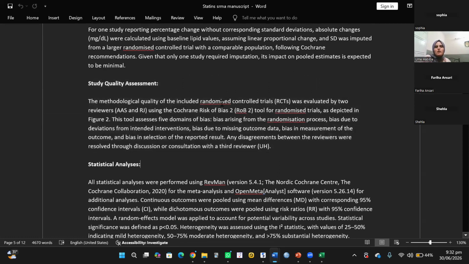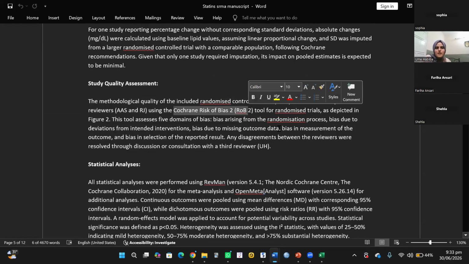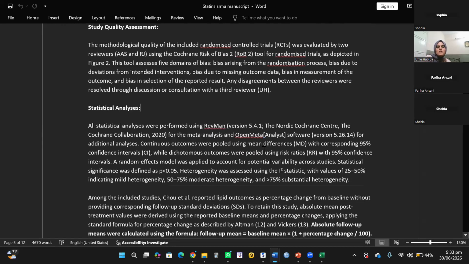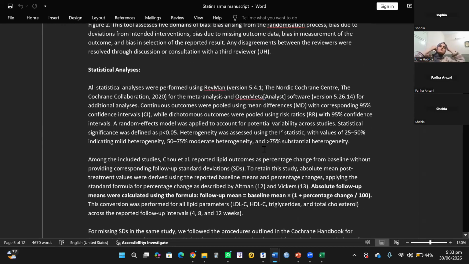That's it, right? You have to tell them you used the ROB2 tool, and you assessed each study on the basis of these 5 domains. And if there was any disagreement, it was consulted with the third reviewer, and these are my initials, right? Then statistical analysis. How did you perform the analysis, right?